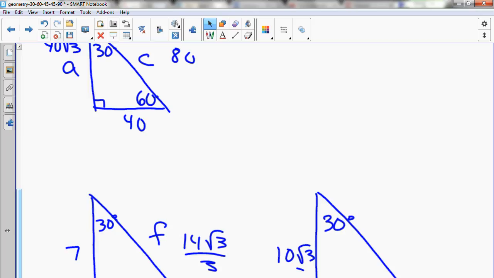All right, does that make sense right there? 10. So you see what I'm saying? When it already has the square root of 3, it's pretty simple to see. It's just 10. Now, what would my hypotenuse be? How much? 20. That's it.